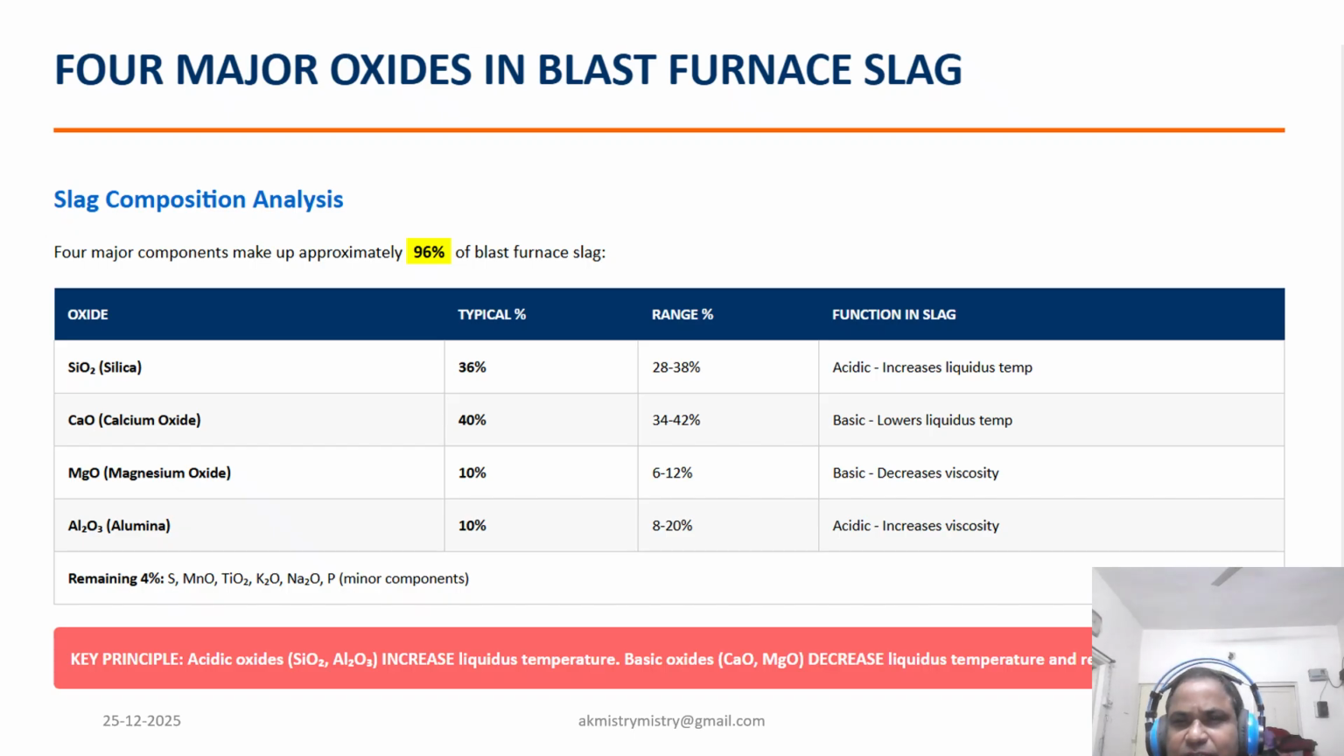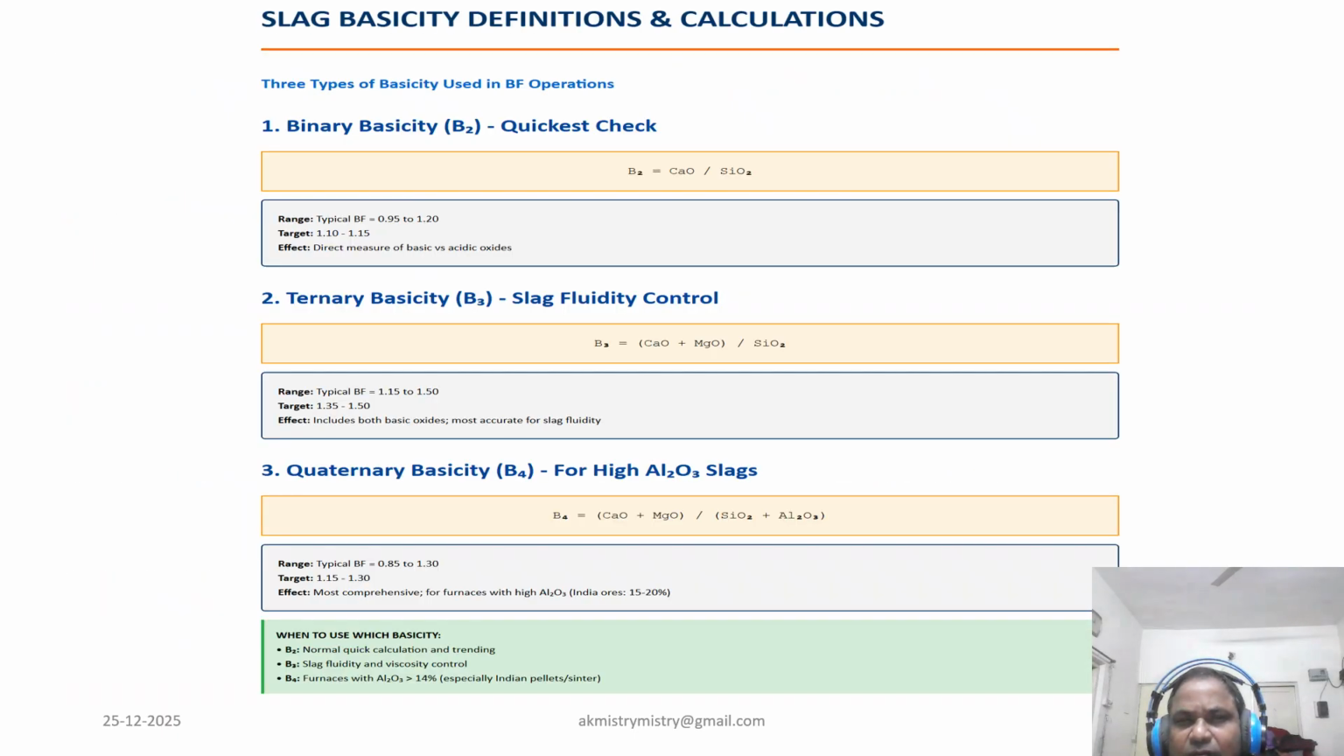Now, silica and alumina are acidic. They raise both the liquidus temperature and viscosity. So these are basically the characteristics of silica and alumina. Coming to calcium and magnesium, they are basic in nature. They lower temperature and improve flow. This balance is the heart of slag design, and in any discussion or any operation of the furnaces, we need to remember this fundamental.